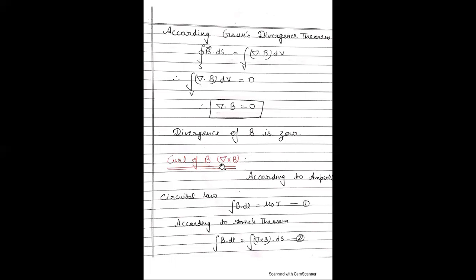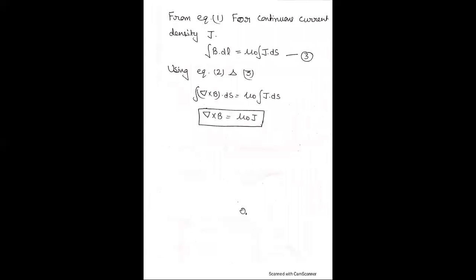Now, what is the curl of B, represented by del cross B? According to Ampere's circuital law, we know that the line integral of B dot dl is equal to mu naught I, where I is the current. But according to Stokes theorem, the line integral of B dot dl changes into the surface integral of del cross B dot ds. Also, B dot dl is equal to mu naught J dot ds for continuous surface current density. Here J is the surface current density, and we replace I by J dot ds.